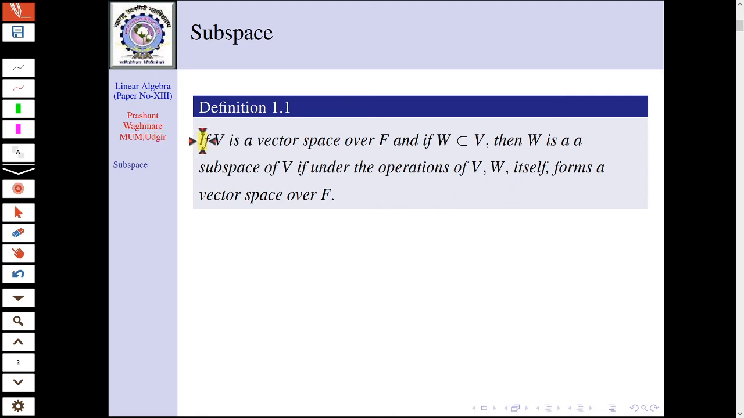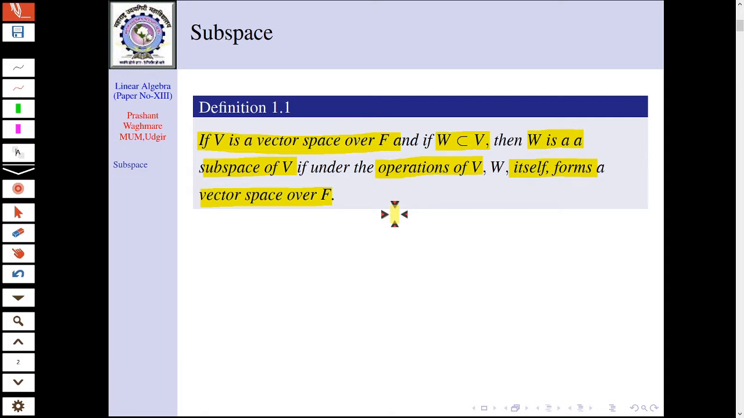If we have a vector space V over a field F and W is a subset of V, then this W is said to be a subspace of V if under the operations of V, this W itself forms a vector space over F. That means that W has to be a subset and that W itself forms a vector space over the operations of V. Then this W is called a subspace of V.